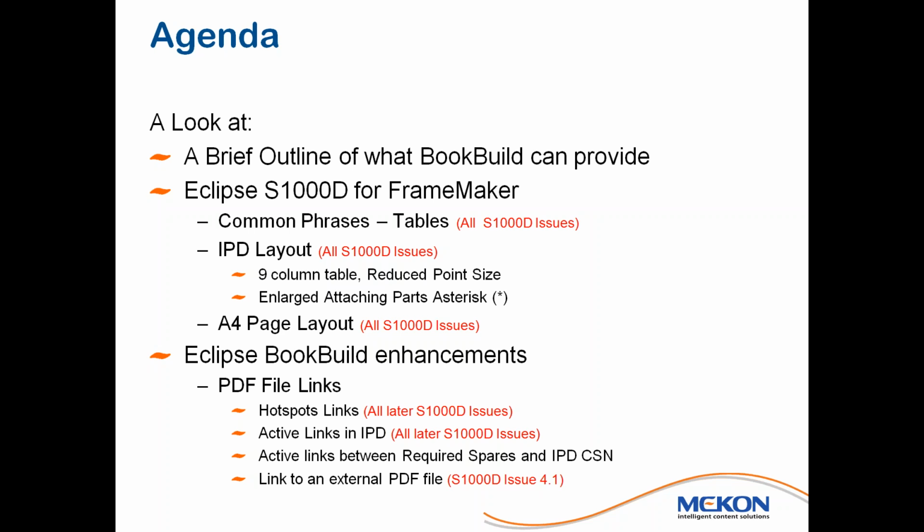As far as Book Build is concerned, most of the enhancements are to do with extra functionality for linking things, and we're particularly proud, to be honest, of the ability that we've now got to add hotspots into PDF files. That's something that we've not been able to do before. Well, actually, to be truthful, we have been able to do it, but we've figured a way of doing it relatively straightforwardly, so that actually it is very good. And active links in IPD, you get something for nothing. It happens whether you switch it on or off. And active links between required spares and the IPD CSN lines. And a link to an external PDF file, which is particularly useful.